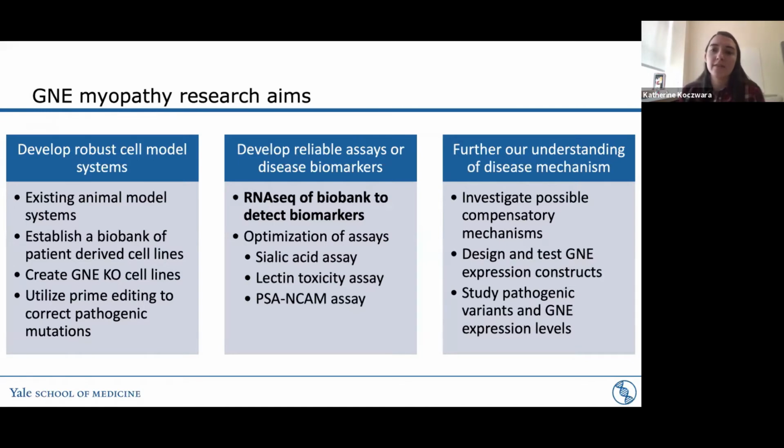So one of the things that I did with the GNE Myopathy Biobank of patient cell lines was perform RNA sequencing to see if we could detect any biomarkers, so any differences that we could see on an RNA level of the GNE myopathy cells and then the unaffected control cell lines.